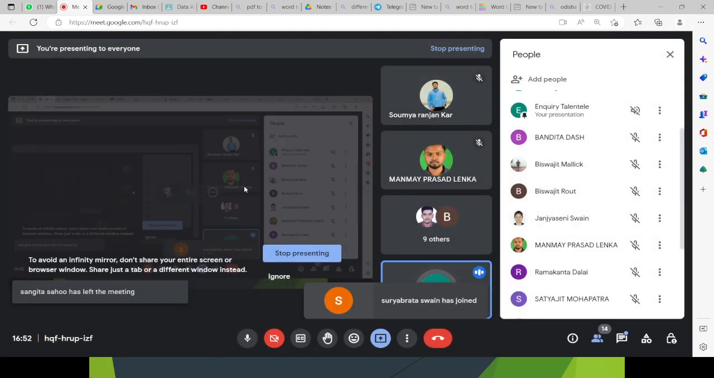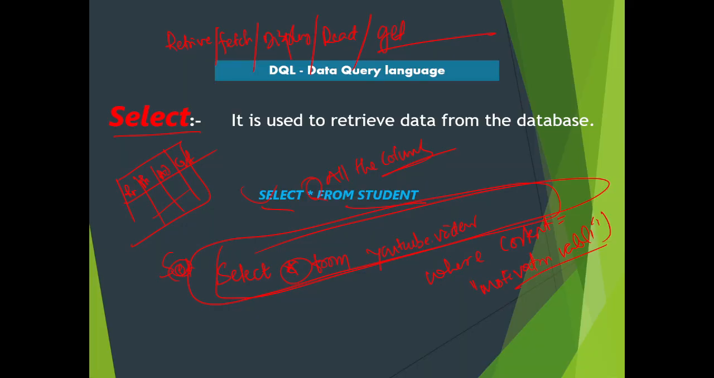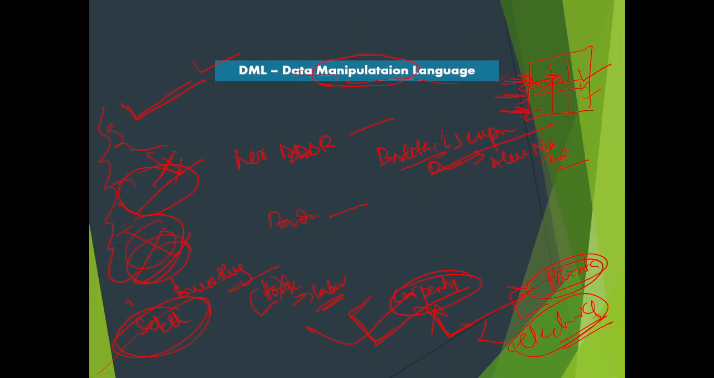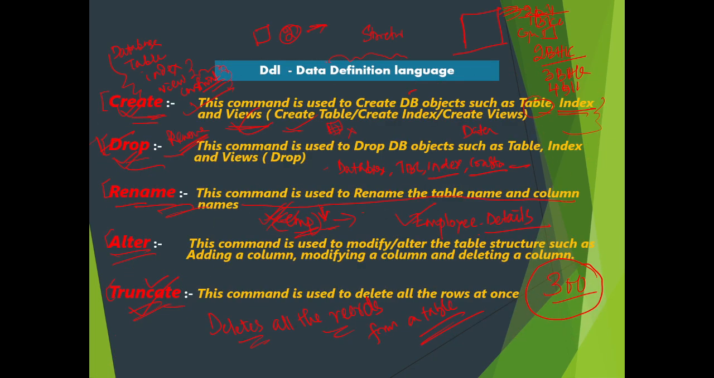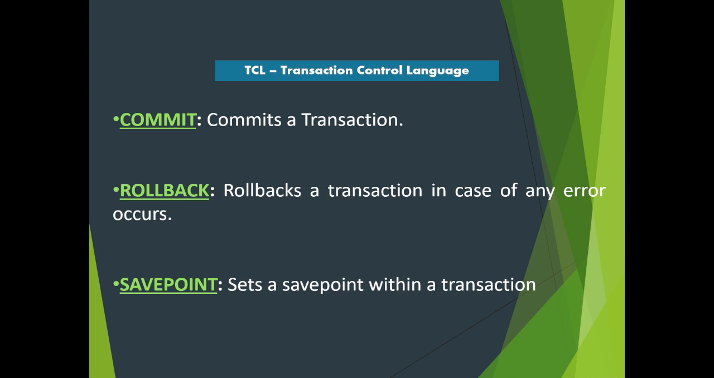Okay, now you understood the select command, you understood DML, data manipulation, and you understood data definition language. The next one is transaction control language. So what does transaction control language mean?